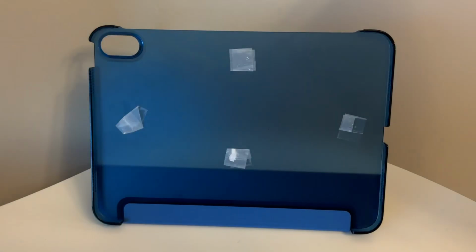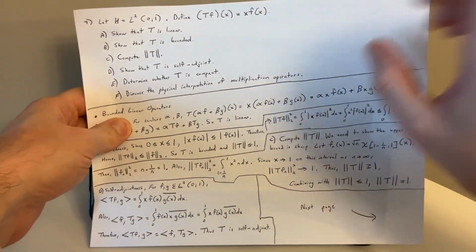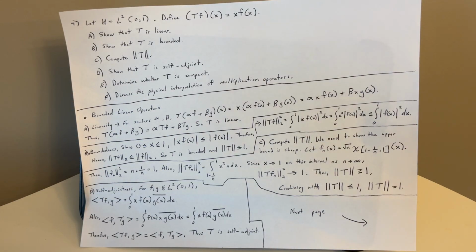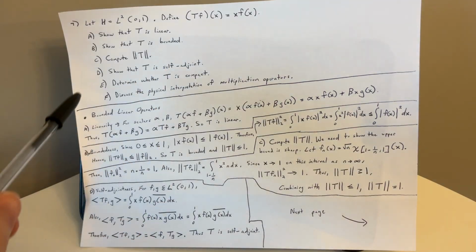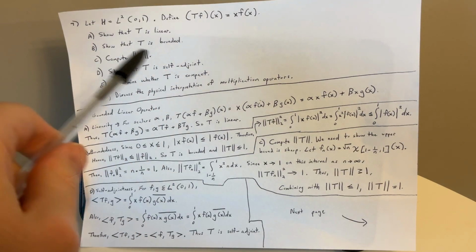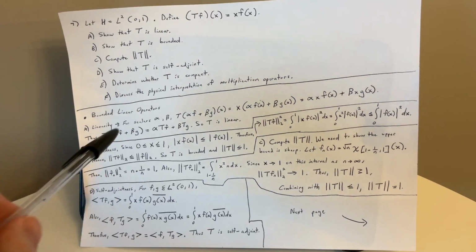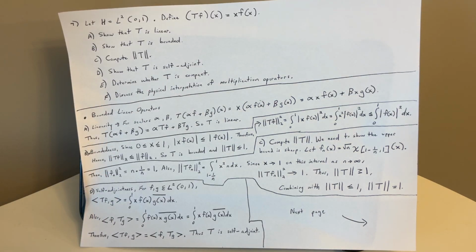Moving on to number 7. Okay, so let H equal the following, and we want to define the following. We want to show that T is linear, show that T is bounded, compute the norm of T, show that T is self-adjoint, determine whether T is compact, and discuss the physical interpretation of multiplication operators. So this is a bounded linear operator problem.